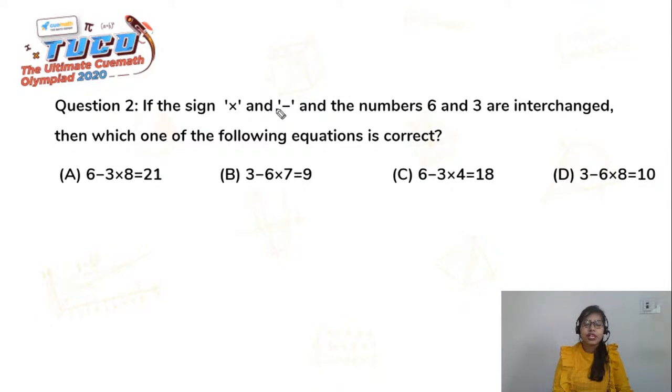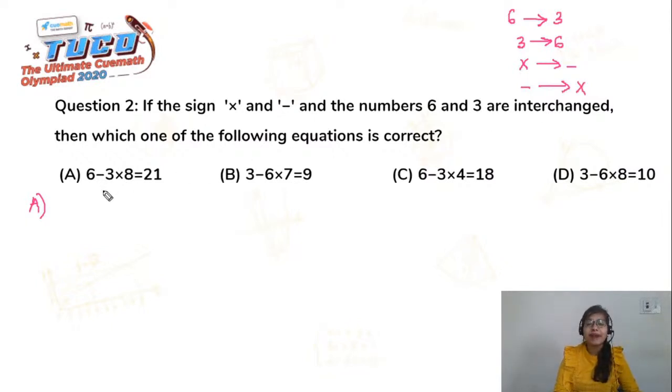If sign, multiplication and subtraction and the numbers 6 and 3 are interchanged. So we are going to go with option A first. So with option A, what are the things that are being given to us? 6 has to be replaced by 3. 3 has to be replaced by 6. Multiplication is to be replaced by subtraction. Subtraction is to be replaced by multiplication. Okay. So these are the 4 things which we need to keep in our mind, and accordingly we'll have to perform this. Okay. So 6 minus 3.